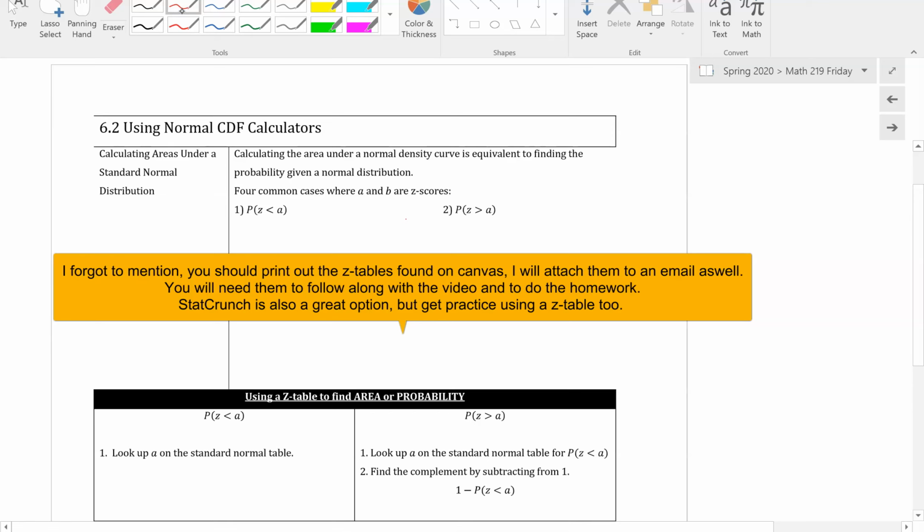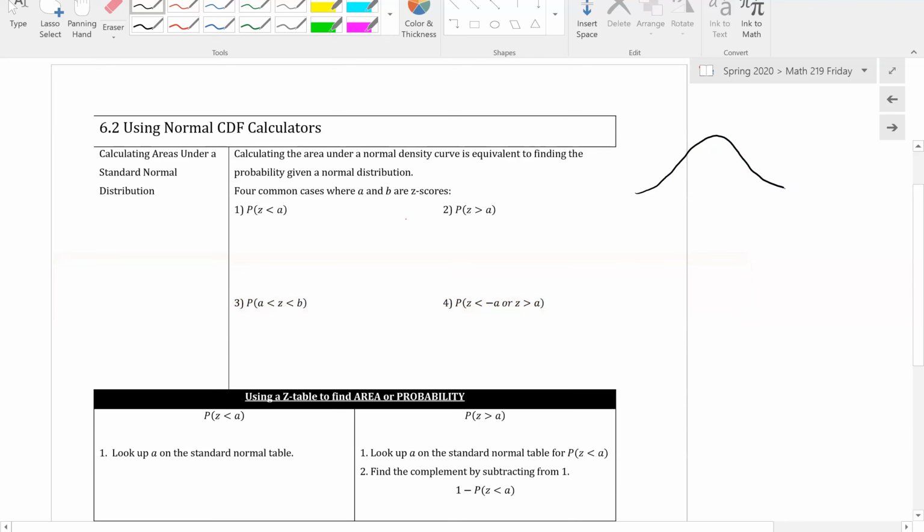Okay, this video is covering 6.2, and we're basically building on what we did last time. In 6.1, we talked about how to find the area under a normal curve using the empirical rule. So remember, the empirical rule told us that our normal curve has a mean right in the middle, and it said if you go one standard deviation right and one standard deviation left, that contains 68% of our data.